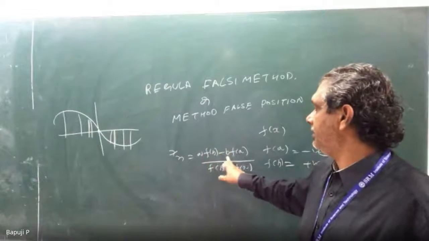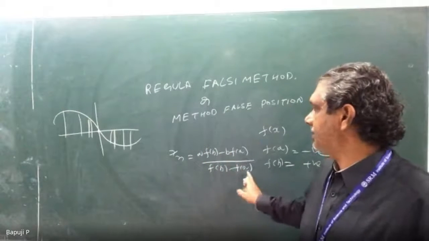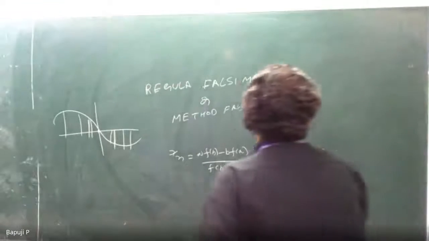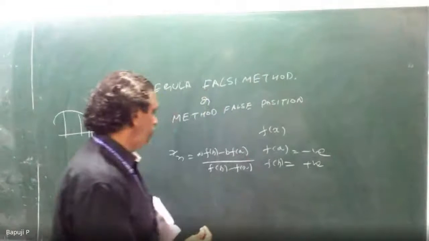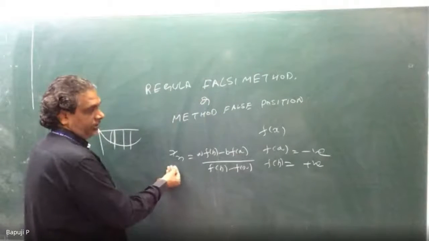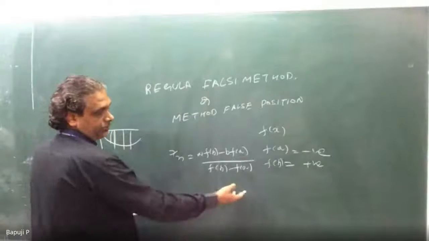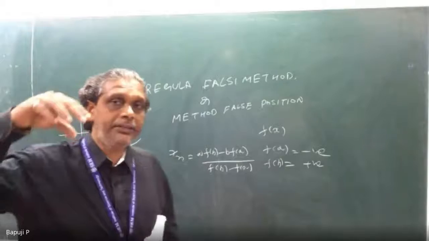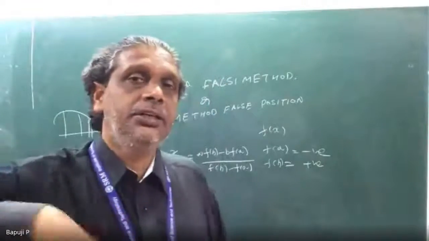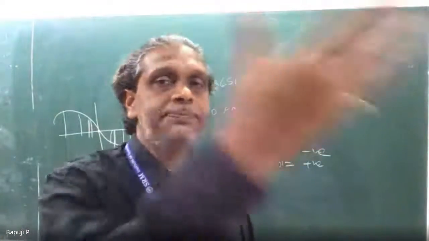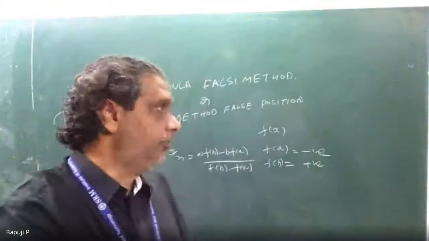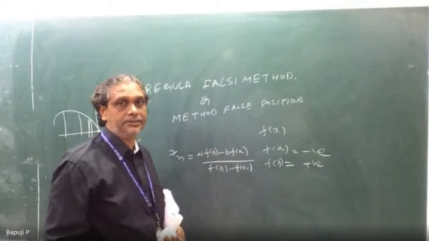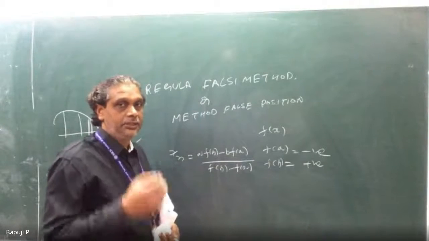A into f of b minus b into f of a, divided by f of b minus f of a. This is also the same story. You will get positive, negative. Then with the new root, what will you get? Some root you will get. You go back and substitute it in the equation. Suppose at the new value my function is positive, then the previous positive you can leave. Now this new value you can take as b. Reaching or not? Any confusion?